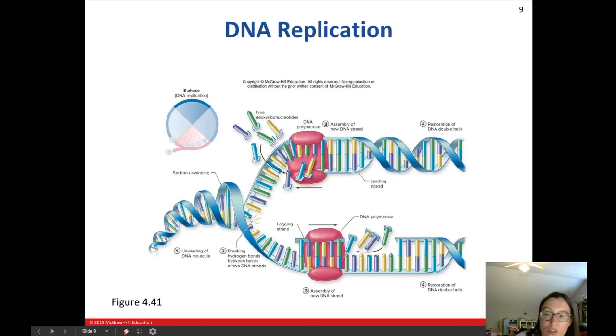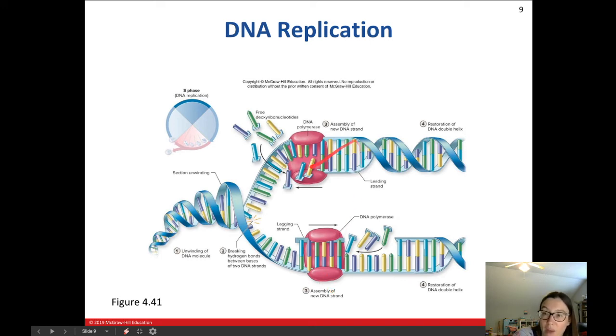Now we have a leading strand and a lagging strand. One of them is going to be straight and uninterrupted. The other one is going to have our Okazaki fragments. We're not really going to go into that much detail here. I really just want you guys to know that we're going to split them apart.